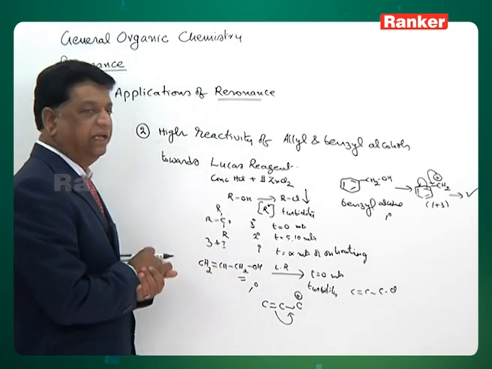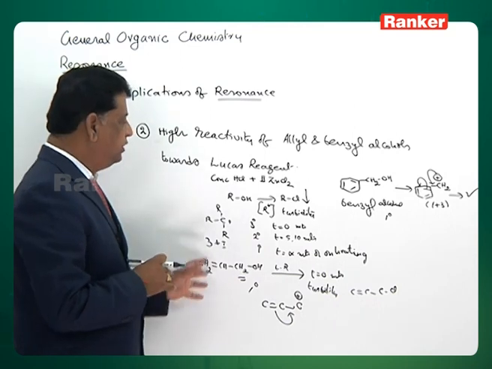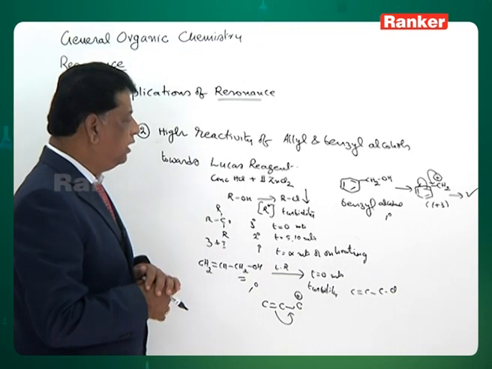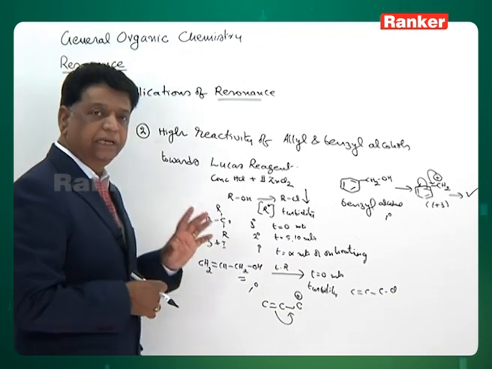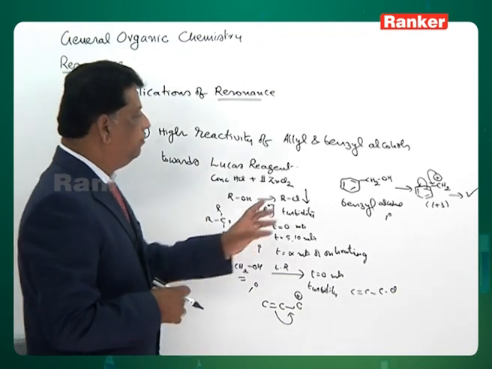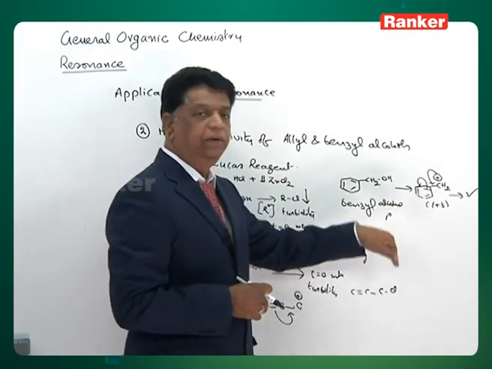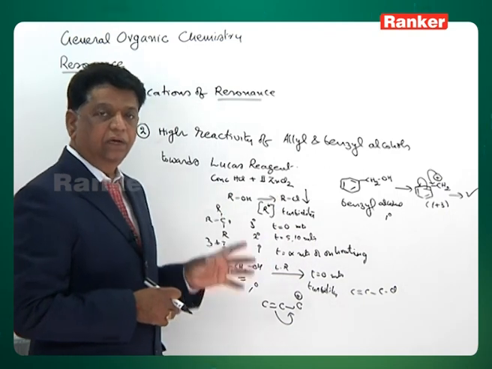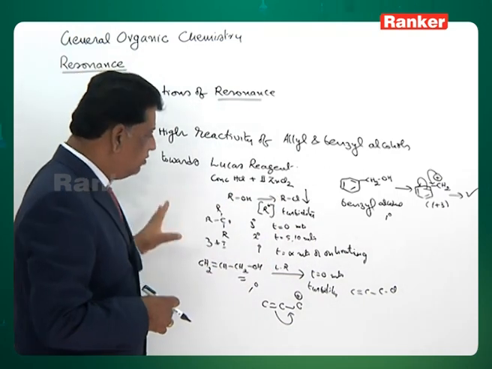This is also 1 degree, which specifically should give a very slow reaction, or react only on heating. But benzyl is also an exceptional case. Though it is 1 degree, its intermediate is stabilized not through the inductive effect but through another reason, that is resonance, therefore the reaction is faster.